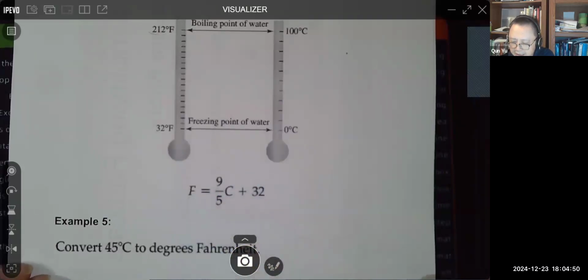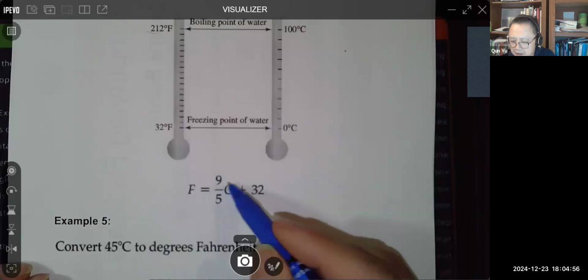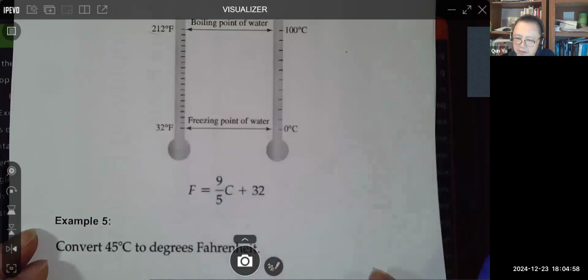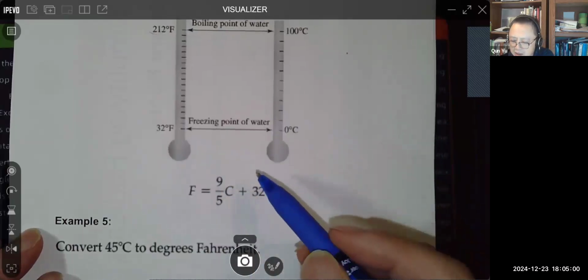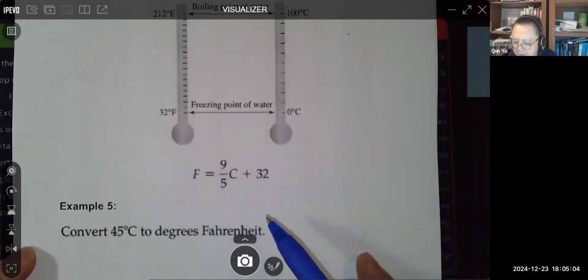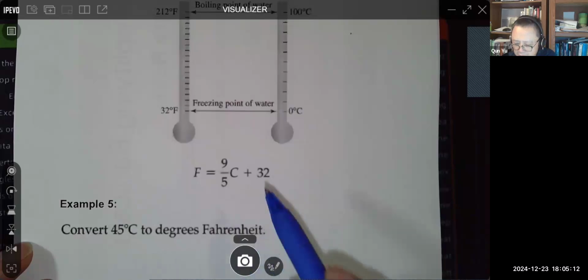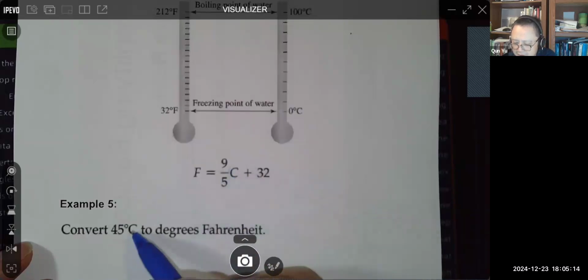For the other one on the next slide, you're going to have C on the left-hand side. You have a bunch of numbers and F on the right-hand side. That's where you can plug in the F value and calculate Celsius. So pretty much similar. You can use the same formula actually for both purposes. Now convert 45 Celsius to Fahrenheit degrees. So replace C with 45.